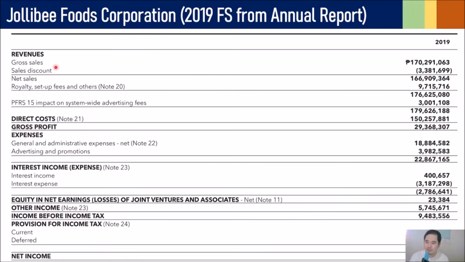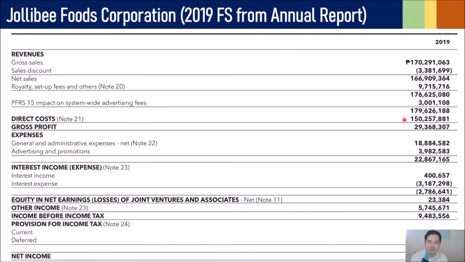Okay? So, ganun po. Dahil gross sales, tapos sales discount, so net sales, no? Hindi niya po sineparate note yung sales discount. Kaya po, dun mismo sa face ng FS pinresent, okay lang naman yan. No? And then meron po silang royalty income kung ano man po nilang nagagawa yon, no? And then meron po silang PFRS 15 impact. So may sinundan po silang standard which is revenue from contracts from customers, PFRS 15. So yung effect po nun. Okay, so ito po yung total niyan, 179,626,188.